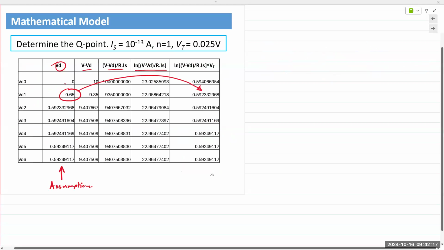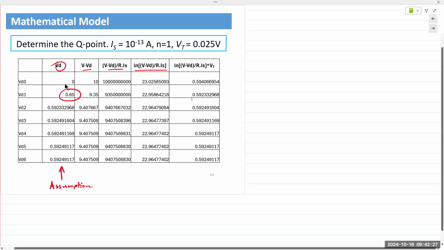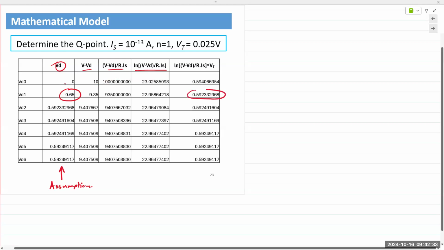What do I obtain? Do I obtain 0.65? No. Since I didn't obtain 0.65, my answer is not quite correct yet, but it's close. It shows me as 0.592. So I take this 0.592 and use it as my assumed value for the next iteration.